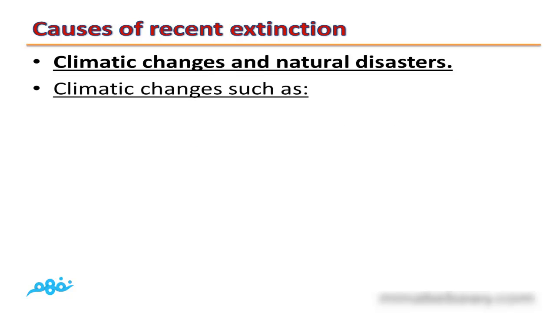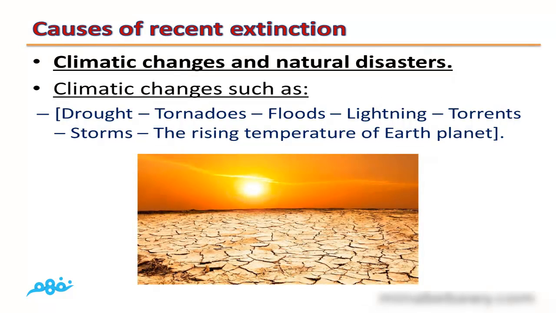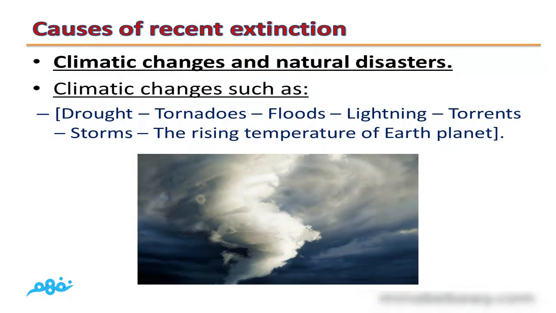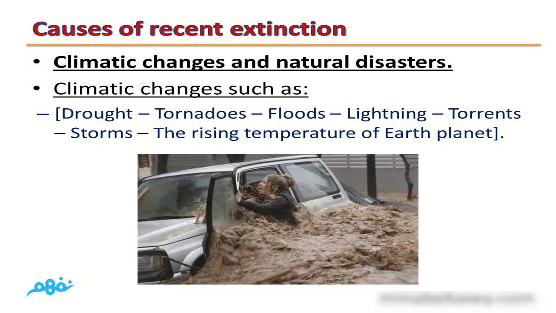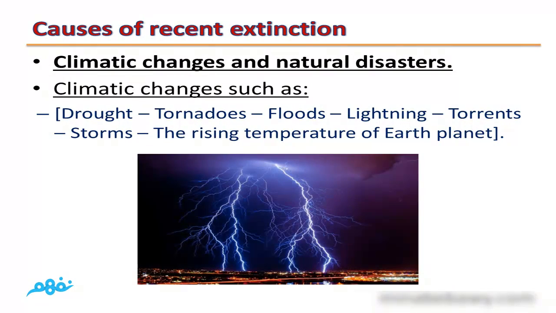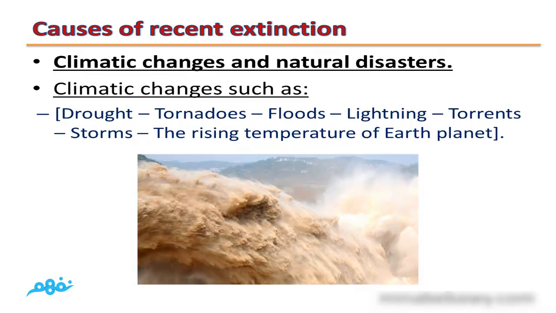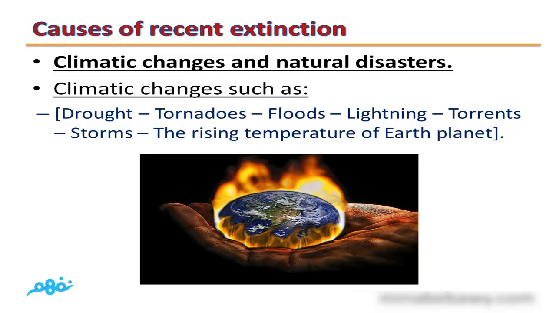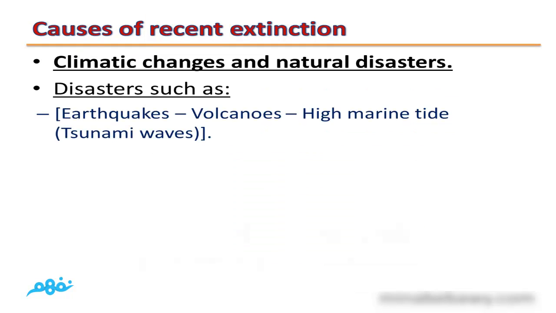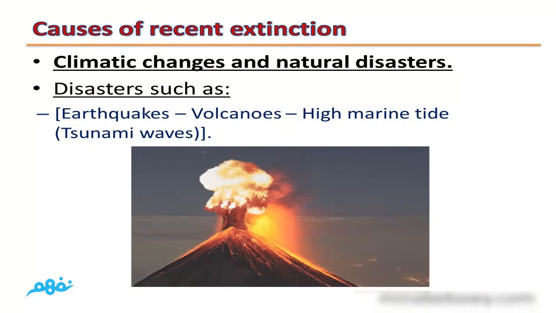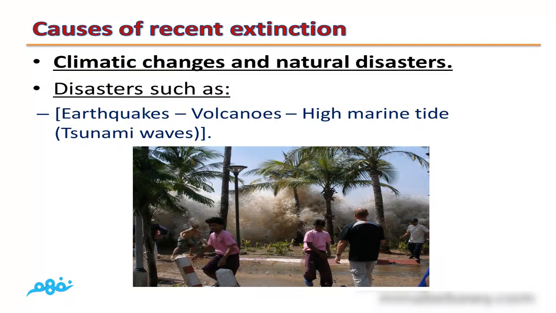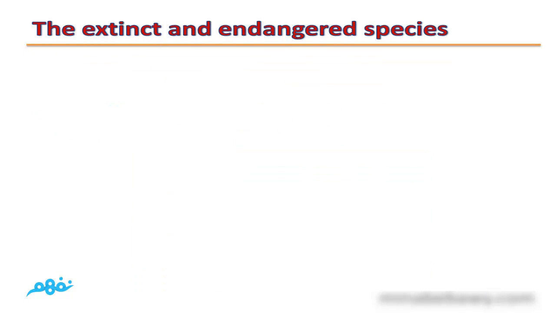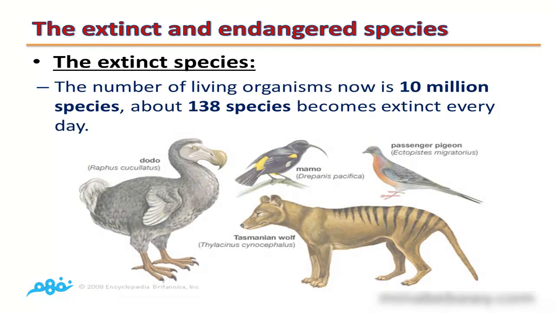First, let's talk about climatic changes such as drought, tornadoes, floods, lightning, torrents, storms, the rising temperature of planet Earth, and disasters such as earthquakes, volcanoes, and high marine tides such as tsunami waves. The extinct and endangered species. First, let's talk about extinct species.